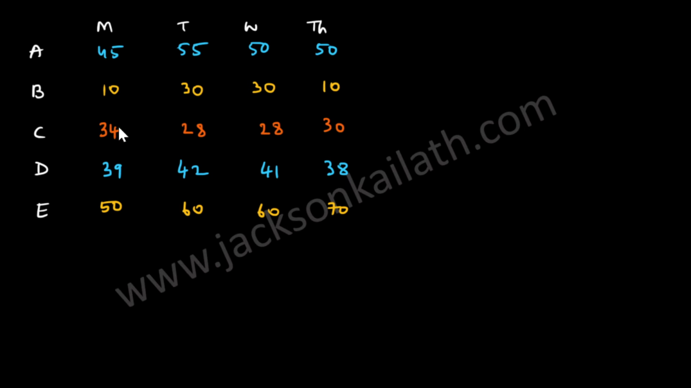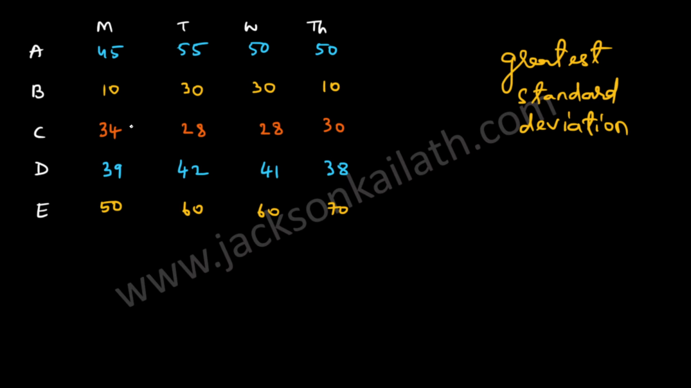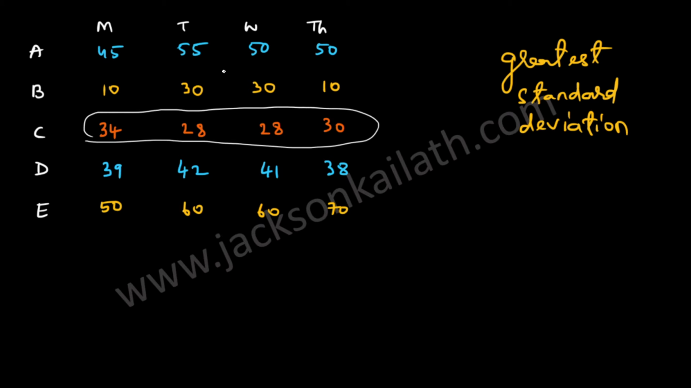In this question, we have 5 companies and these are 4 days and they are shipping a certain number of packages every day. Now we need to find out for which company the standard deviation is the greatest. All right. So we need to find out the greatest standard deviation. Now over here, if you observe for company C and D, the deviation from the mean is pretty less compared to the others, right? Because the values are very close by, right?